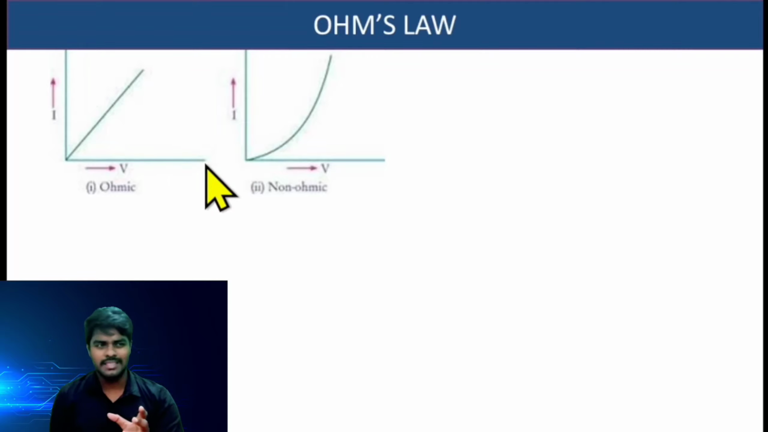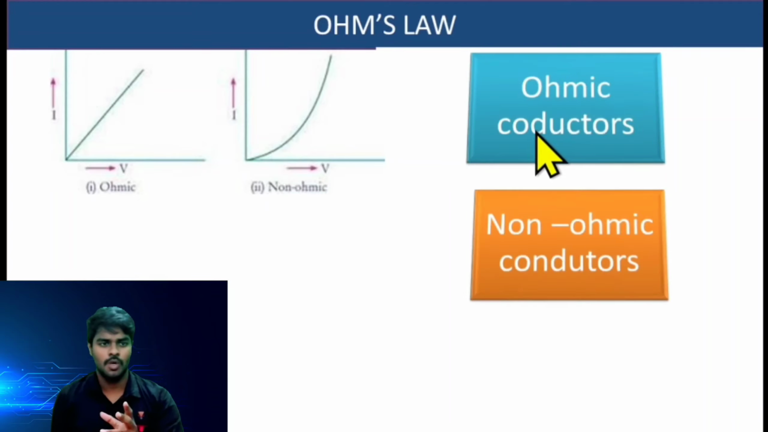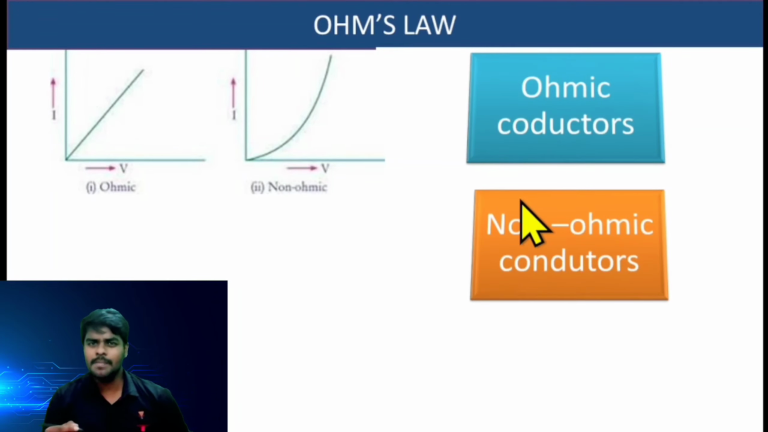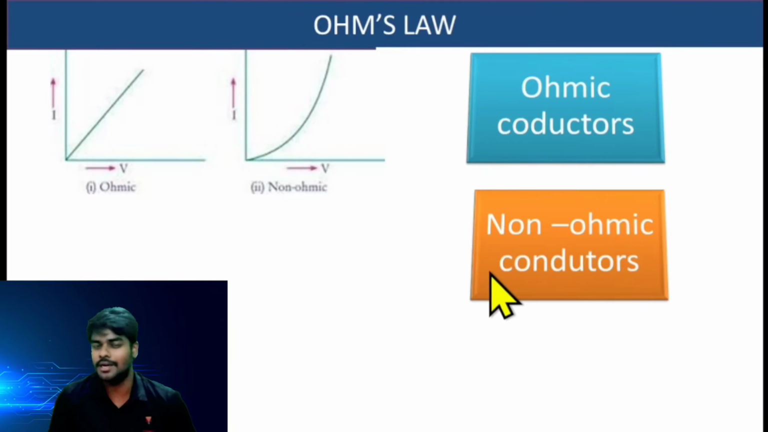But the graphs are not the same, right? One is a straight line and the other is a curve. Why? What is the reason for that? Based on Ohm's law, materials are classified into two types: ohmic conductors and non-ohmic conductors. What is the meaning of ohmic conductors and what is the meaning of non-ohmic conductors?